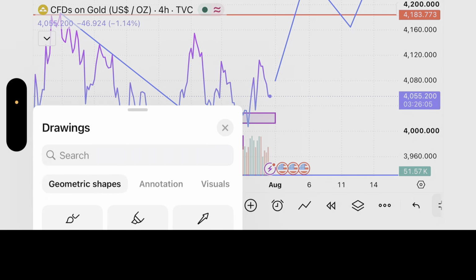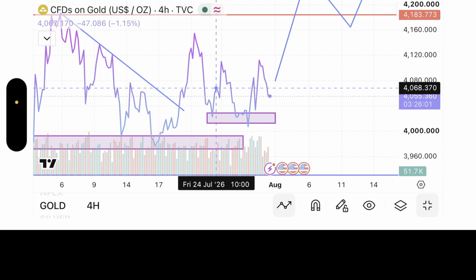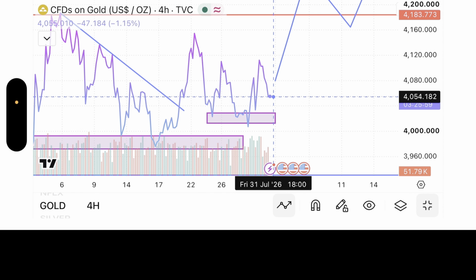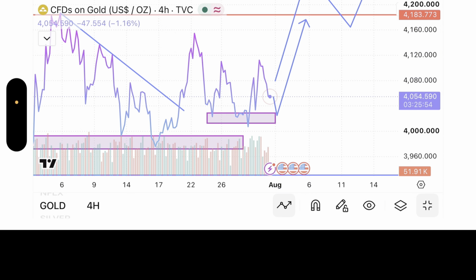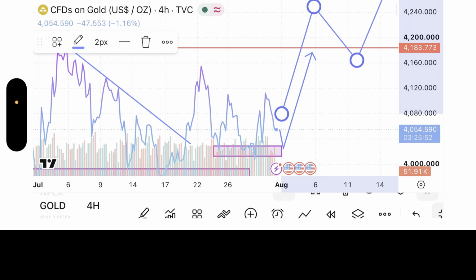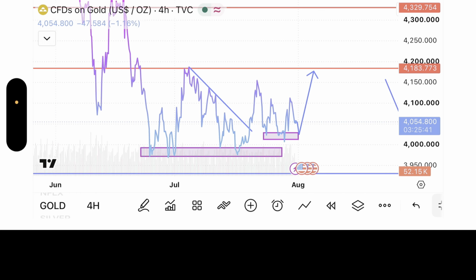Which means you can also still look for buys from here. If ever gold comes here, you can buy pushing it to the upside, targeting that resistance up there. We're only going to sell from the resistance there, and we're going to buy from this current support. So that's that, guys. It's simple. That's how I normally analyze gold.